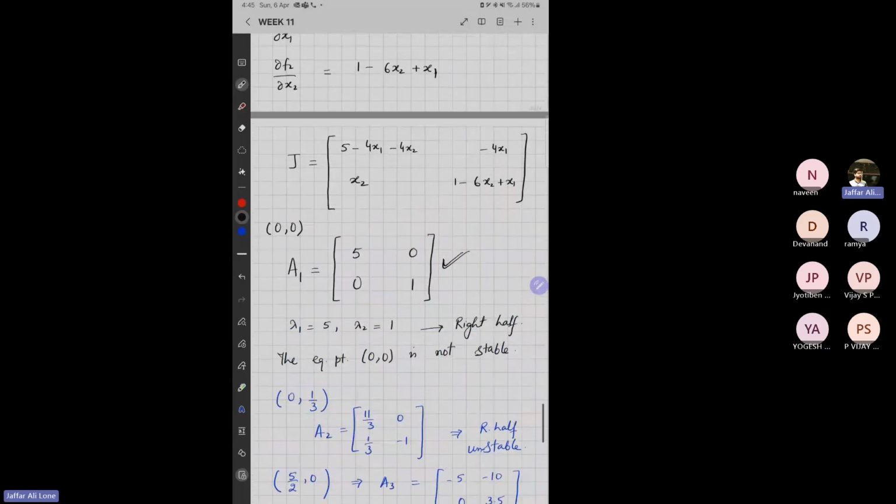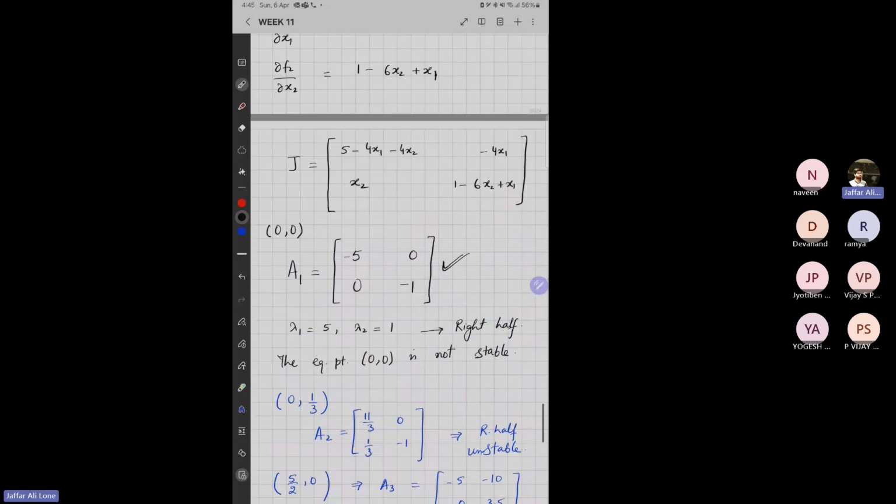For example, let's assume these are -5, -1. You know these are the eigenvalues, so the system is stable. You can directly check if you're getting this. But you have to follow this procedure. You have to differentiate. You cannot skip that differentiation.